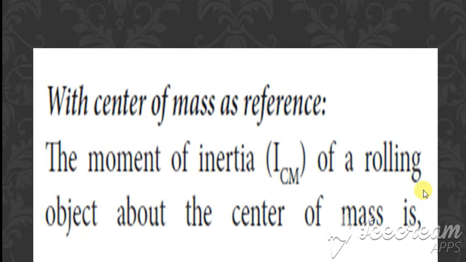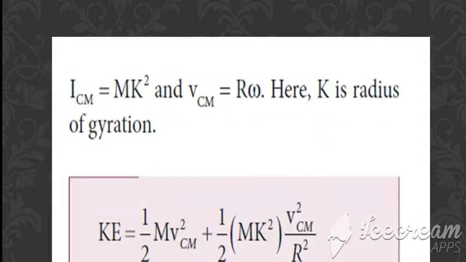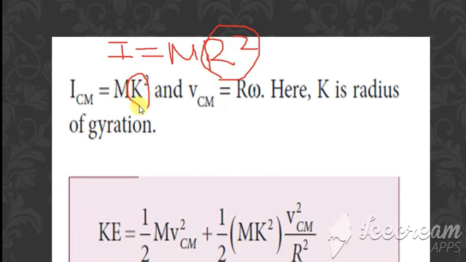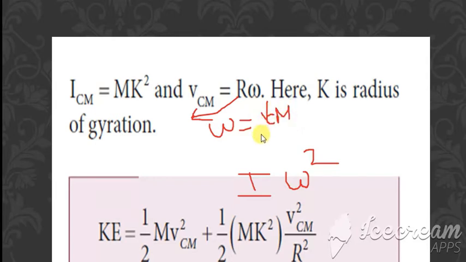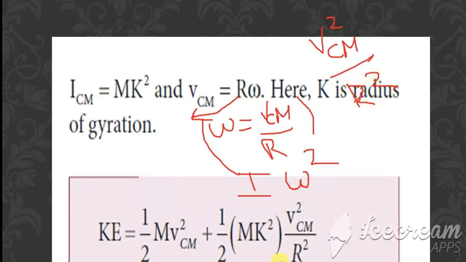Next is with reference to the center of mass. The moment of inertia is I equal to m k square. We already know the formula I is equal to m r square; now instead of r, we write k. The relation between linear and angular velocity is v equal to r omega, written here as v of cm equal to R omega. If you substitute this in the earlier equation, we have I of cm into omega square. From this, omega is v of cm divided by r, so omega square is v of cm square divided by r square.